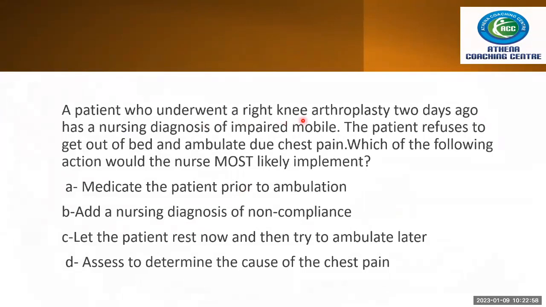a patient who underwent a right knee arthroplasty 2 days ago has a nursing diagnosis of impaired mobility. The patient refused to get out of bed and ambulate due to chest pain. Which of the following actions would the nurse most likely implement? So here the question says, after knee arthroplasty 2 days ago, so this is the second or third postoperative day. A nursing diagnosis has been created, what is that? Impaired mobility. And why was that nursing diagnosis created? Because the patient is not ready to ambulate or even get out of bed. And what is the reason why the patient is not mobilizing? Due to chest pain. So which action is most likely to be implemented at this particular moment?